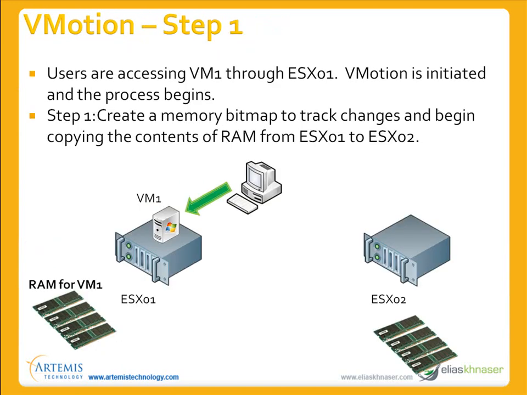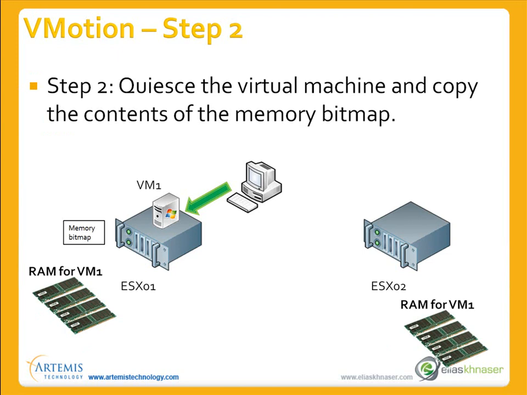So step 1, users are accessing VM1 through ESX01. vMotion is initiated. The first step would be to create a memory bitmap to track the changes and begin copying the contents of RAM from ESX01 to ESX02. So you'll notice here that ESX02 now has a memory bitmap, and we're going to start the process of copying the memory contents from ESX01 to ESX02. Now step 2. Step 2 would be to quiesce the virtual machine and copy the contents of the memory bitmap.